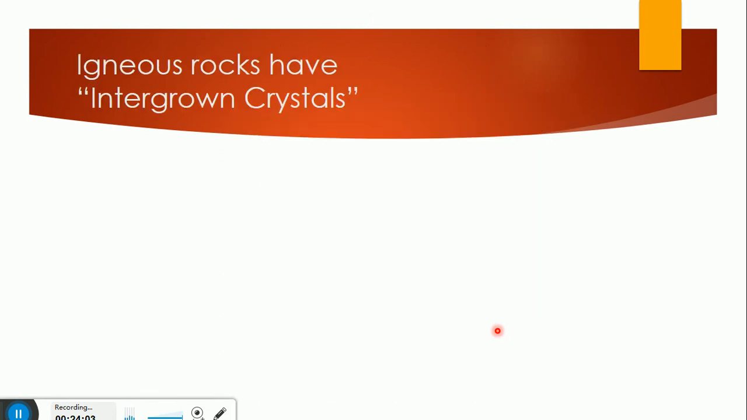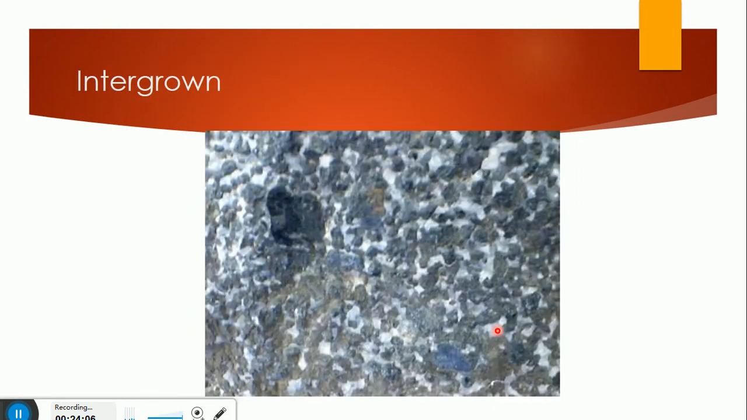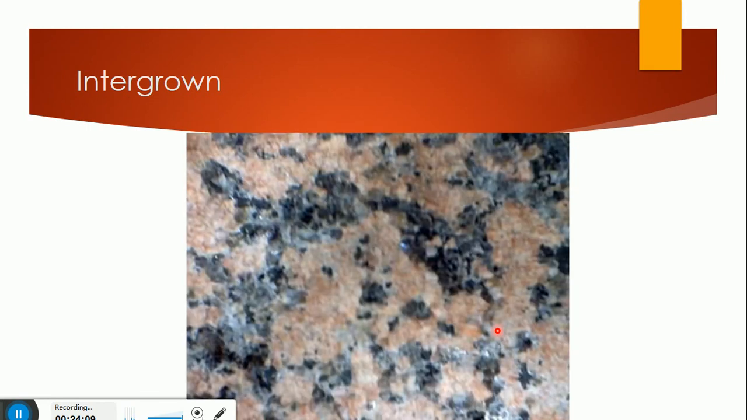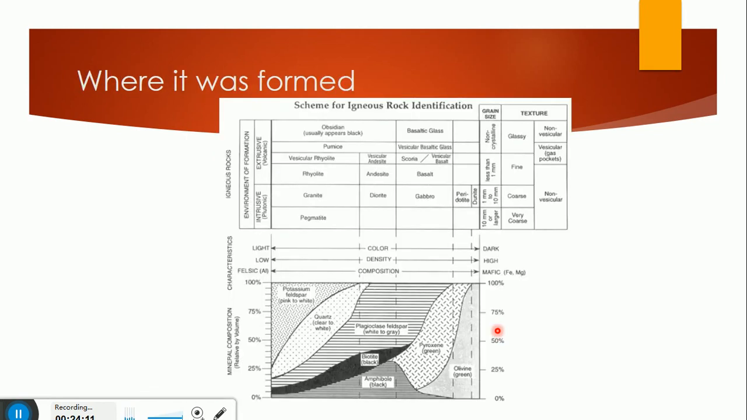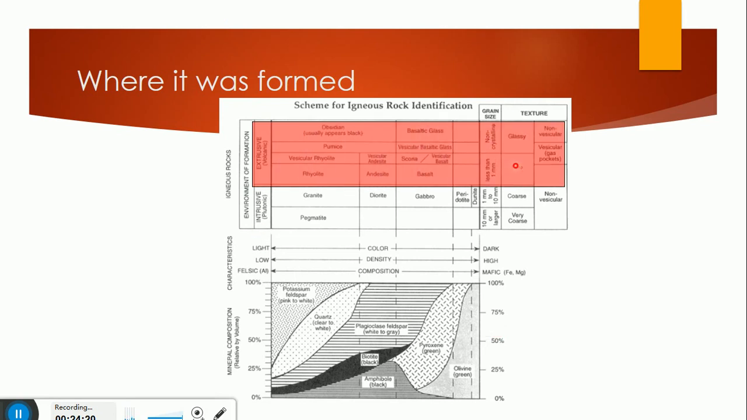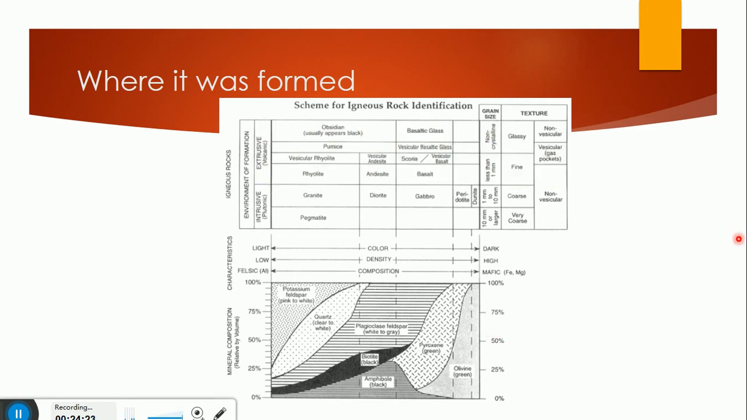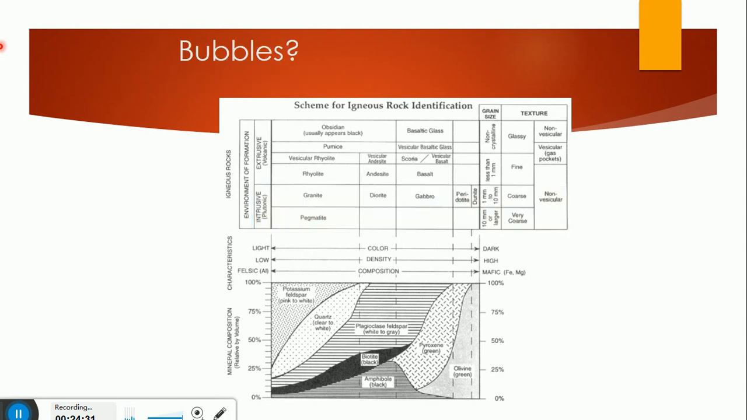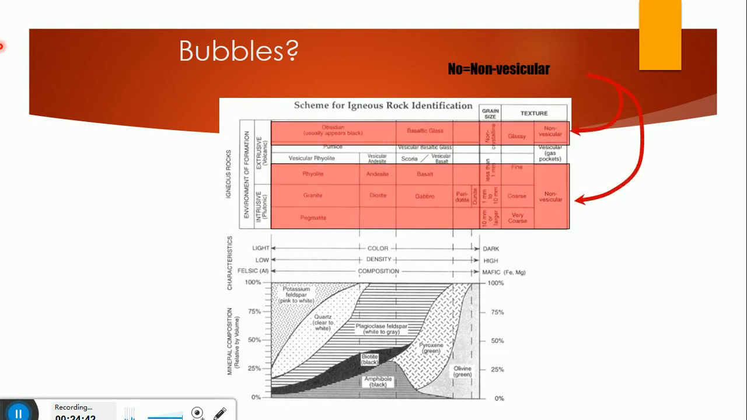Now igneous rocks with intergrown crystals, and this is the intergrown crystal. Non-intergrown is connected with the cement where it was formed. Also the volcanic extrusive igneous rock is of this type, which we have discussed. Intrusive igneous rock of this type, that is the plutonic rock, we have discussed. Bubbles, yes, vesicular, which we have discussed. Next is the non-vesicular, which we have discussed. Why are the non-vesiculars present?